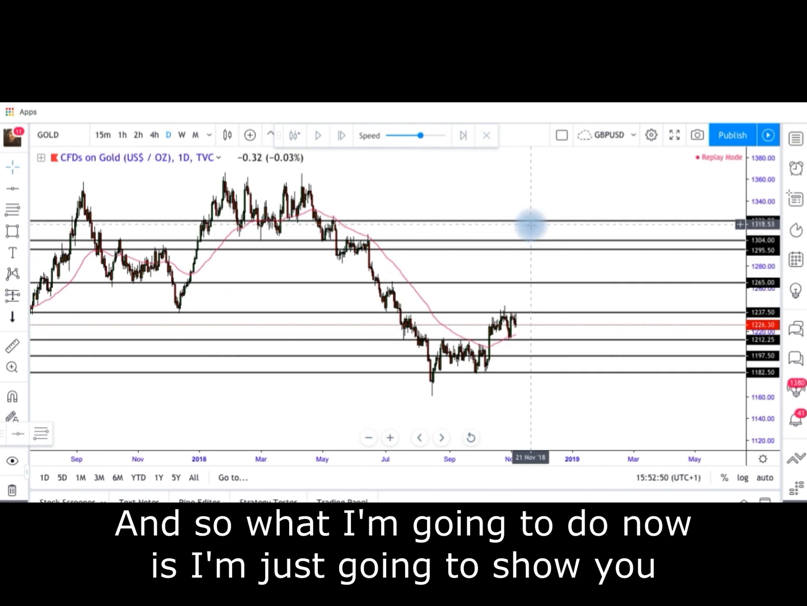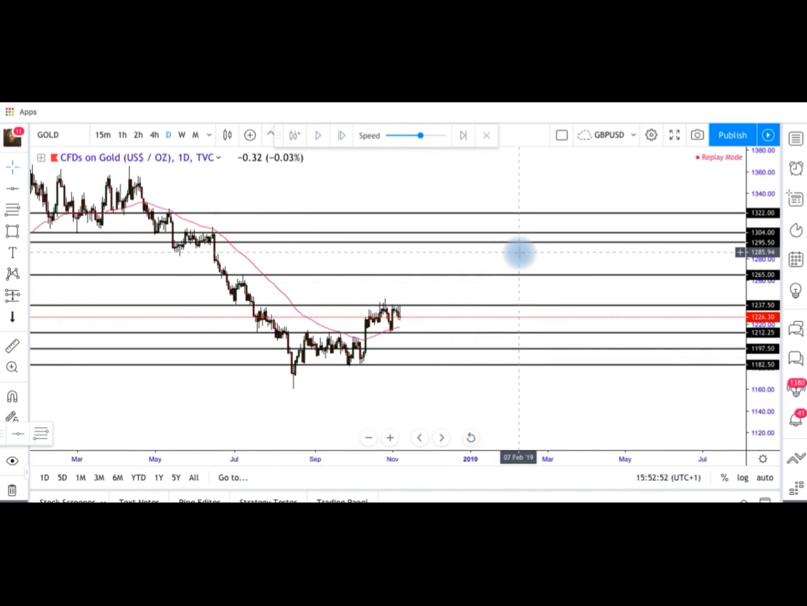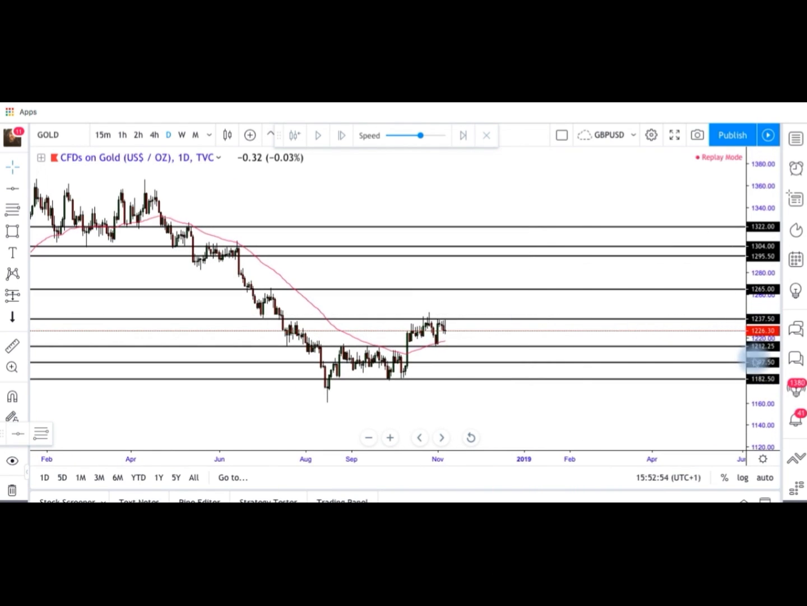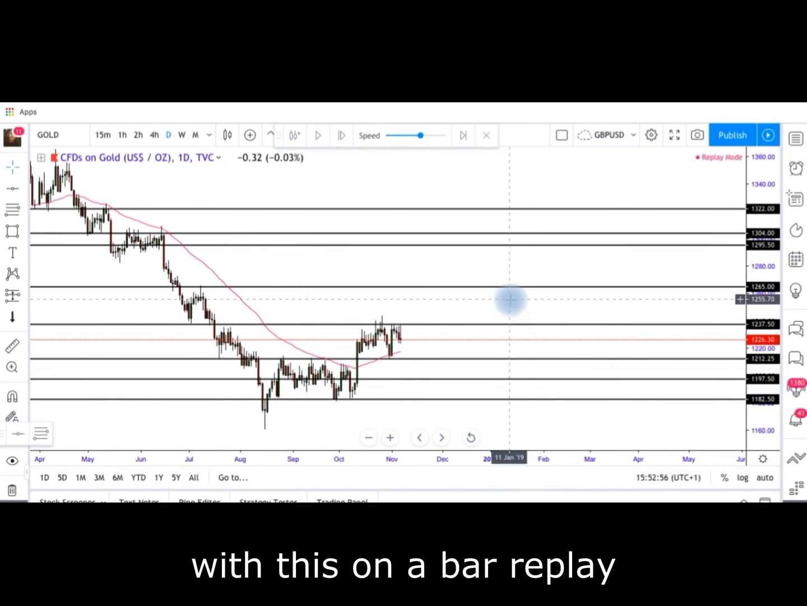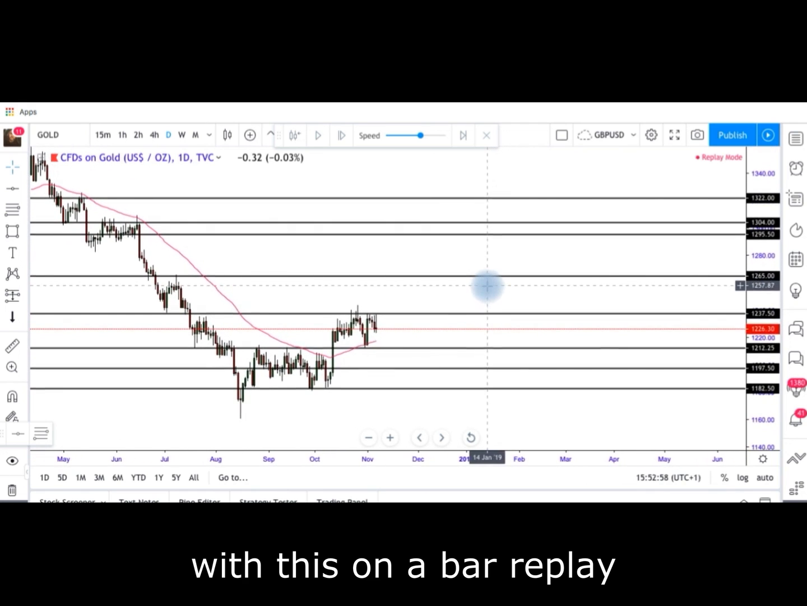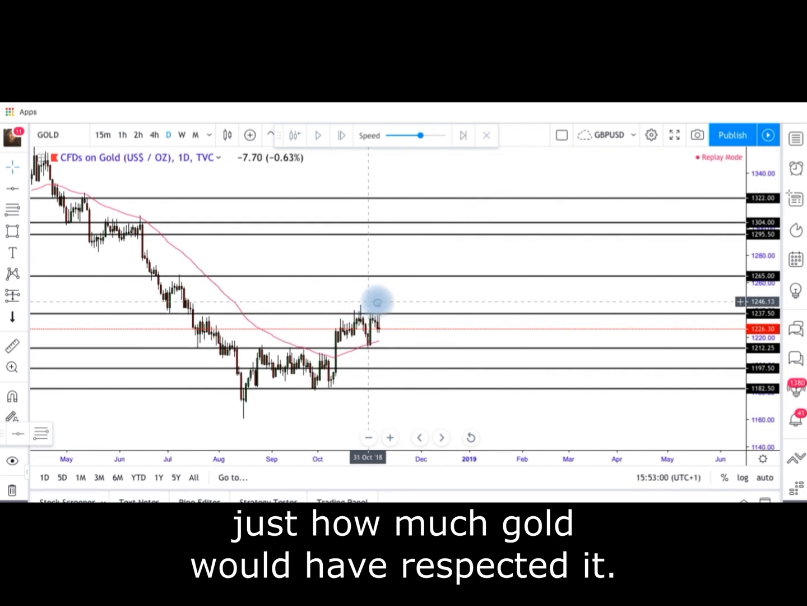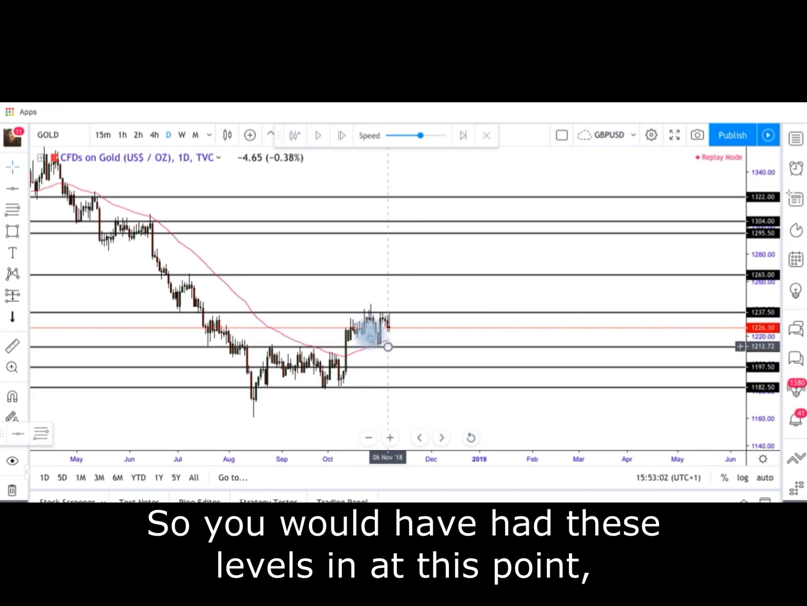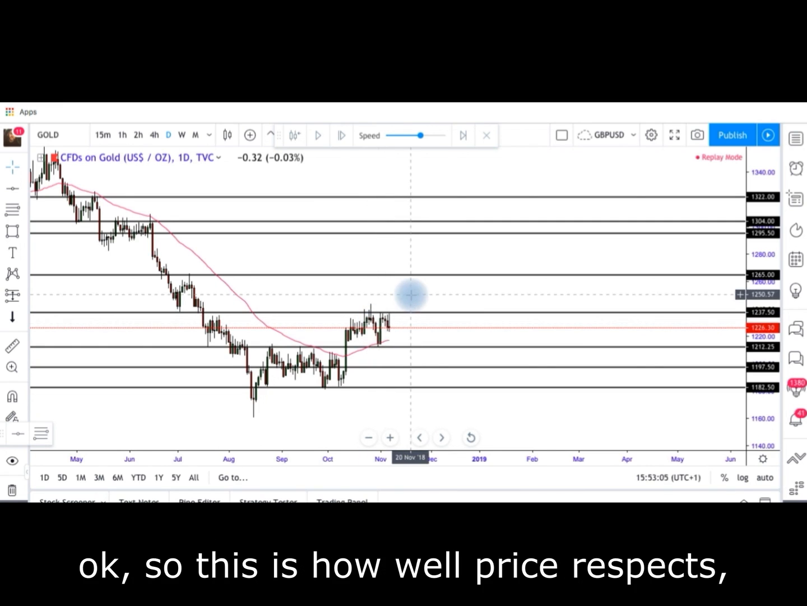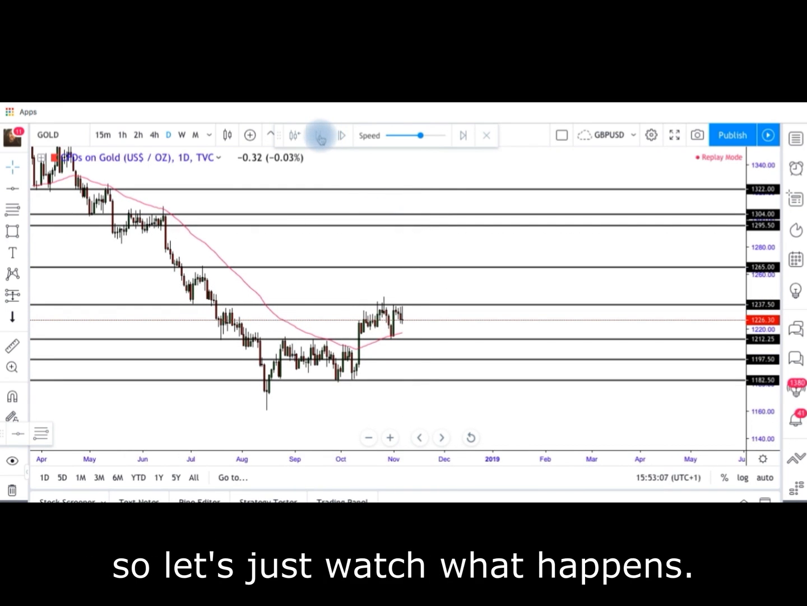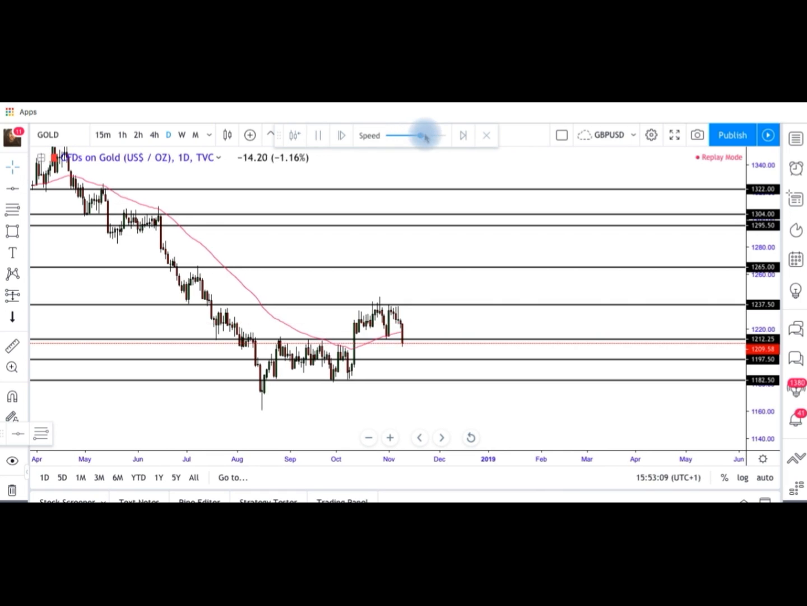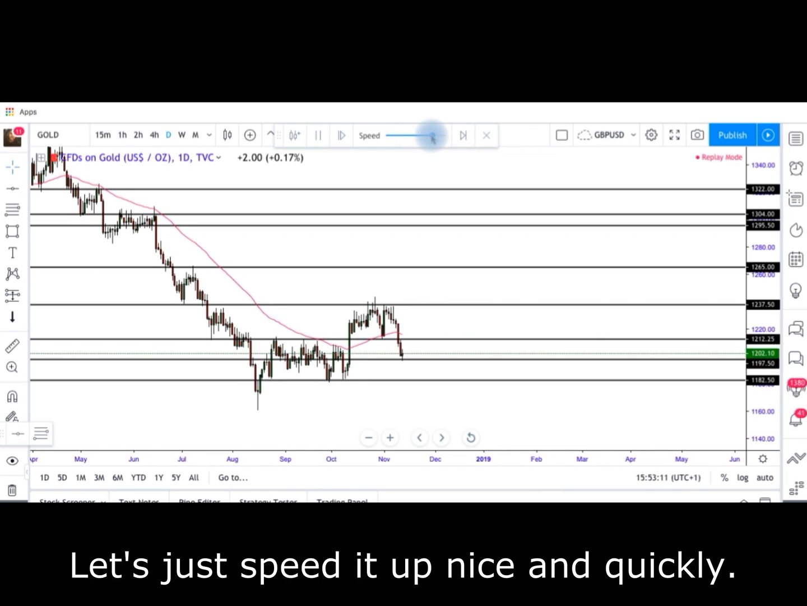And so what I'm going to do now is I'm just going to show you with this on a bar replay just how much gold would have respected it. So you would have had these levels in at this point. Okay, so this is how well price respects. Let's just watch what happens. Let's just speed it up nice and quickly.